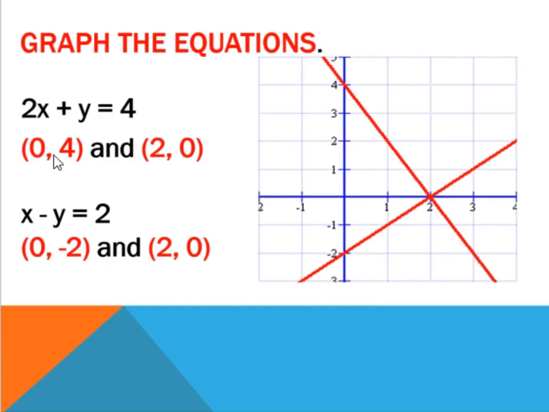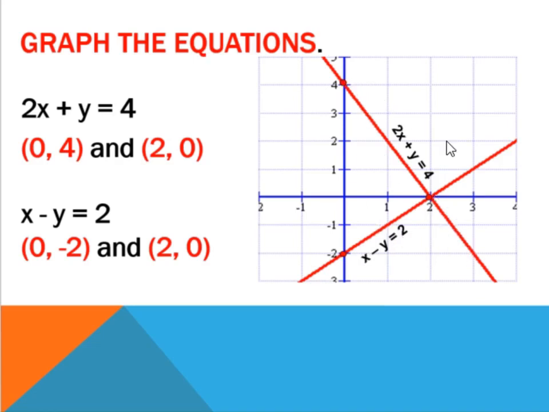So, ipa-plot natin yung dalawang points sa Cartesian plane, 0, 4. Andito po yung 0, 4. At andito naman po yung 2, 0. This is for equation 1. Tapos sa equation 2 naman, 0, negative 2. So, 0, negative 2, ito po yung isang point. At 2, 0 naman po yung isang point ng equation 2. Pagka kinonect natin, ito ngayon yung line 2 natin, ito yung line 1.